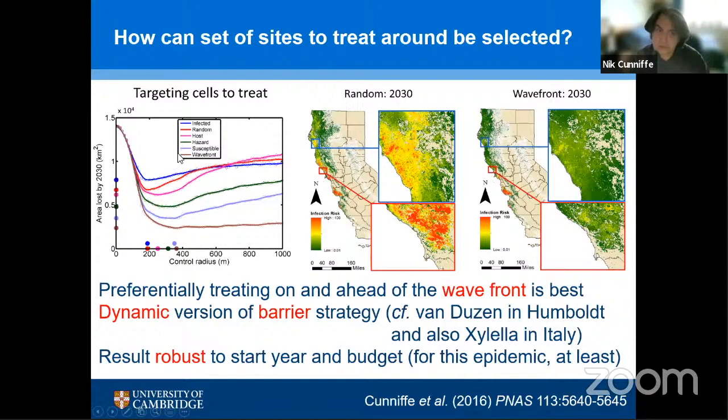The pattern of spread has a very strong signature of north to south spread. So it's spreading north quite slowly. The best thing to do, at least of the scenarios that I considered, was to focus all of your efforts on the spreading wave of infection and really actively and hard treat there. And it turns out that has the best outcome.